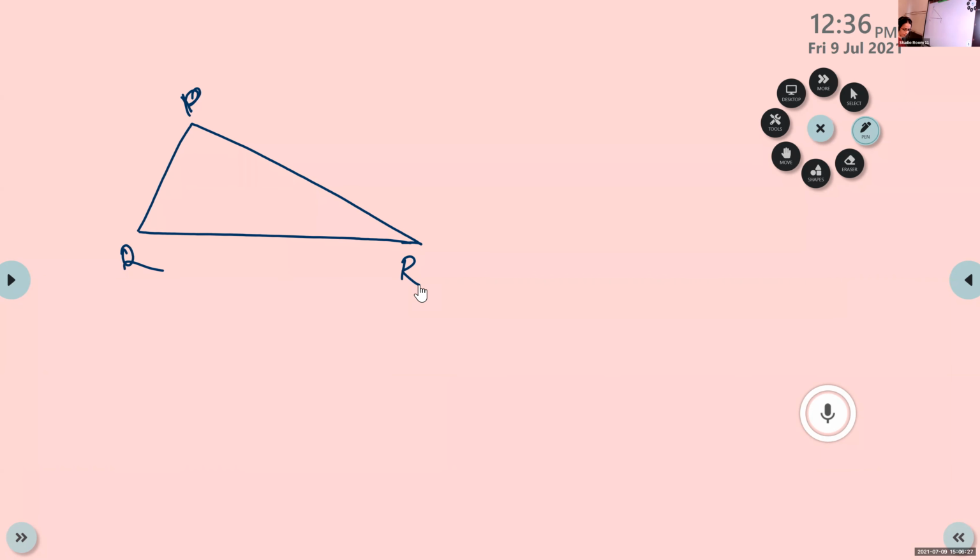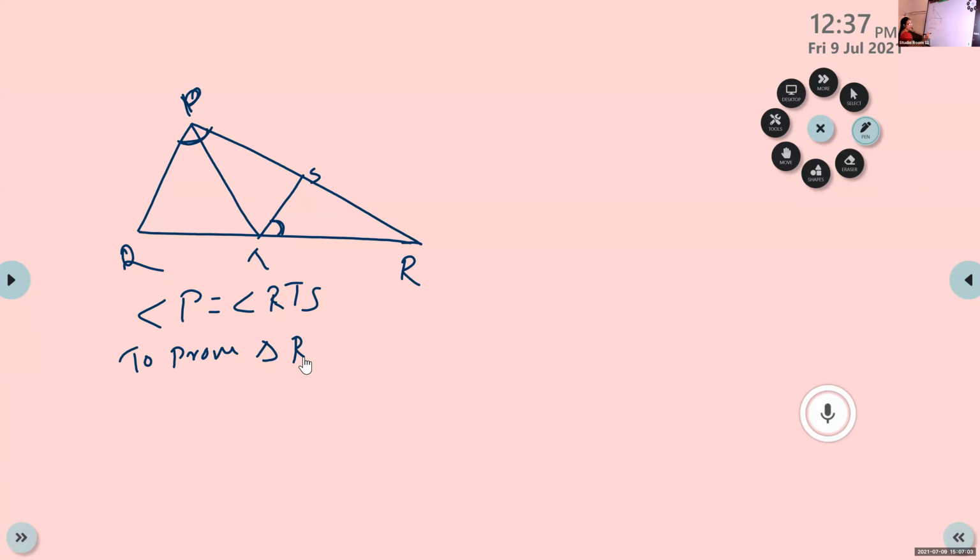And PT and S. T, S. This angle and this angle are equal. We have to prove angle P equal to angle RTS. Okay. Angle P equal to angle RTS, these two angles. Then we have to prove RPQ and RTS.